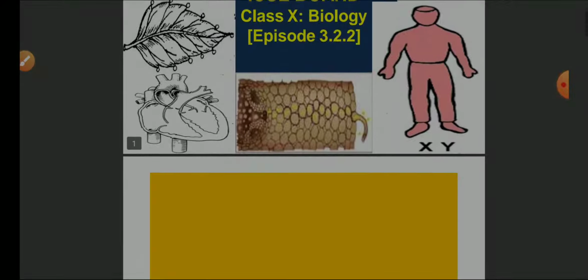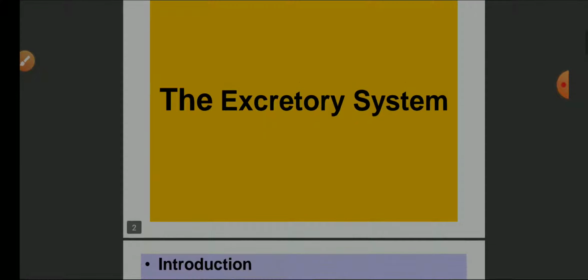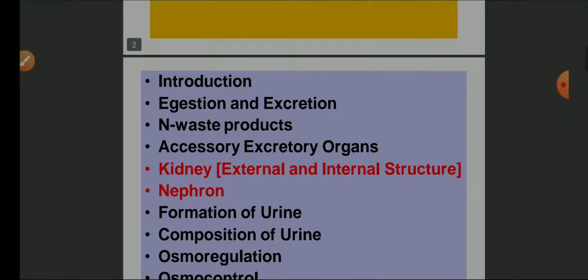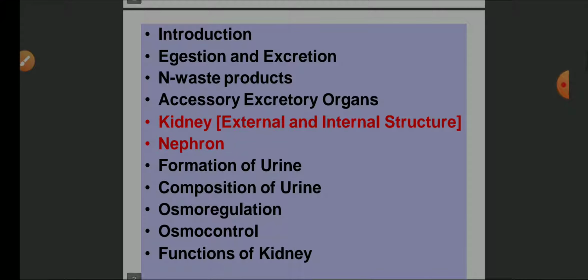We are with the excretory system. So far we have already seen the introduction, the definition of egestion and excretion, nitrogen waste products that are given out by living organisms, and accessory excretory organs. And in humans we are going to talk about the excretory organ system that includes kidney, ureter, urinary bladder and urethra.